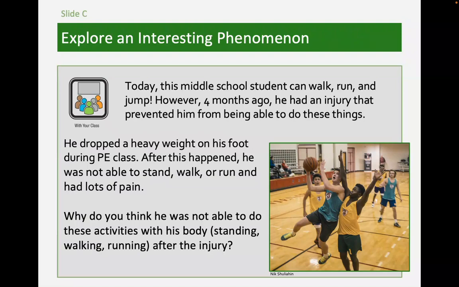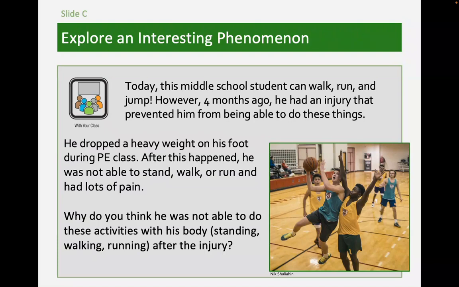And so we just imagine one of these boys here that something happened. The situation was he dropped a heavy weight on his foot during PE class, during gym. After that happened, he was not able to stand, walk, or run, and he had lots of pain. So our question is, why do you think he was not able to do those activities after the injury?